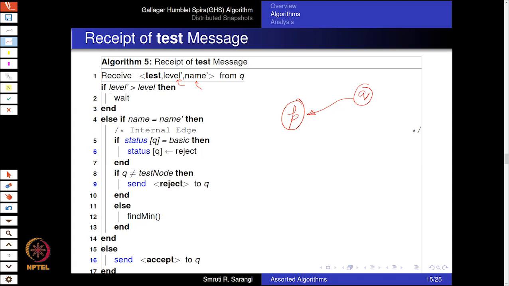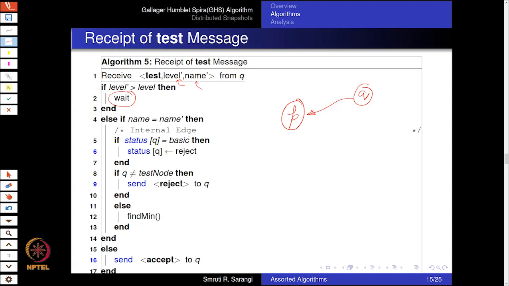So if Q's level is greater than my level, then by the EQ and LT rules anyway it can't combine with me. So we just wait. I just keep the message in an internal buffer and I don't do anything. I just sleep on it.